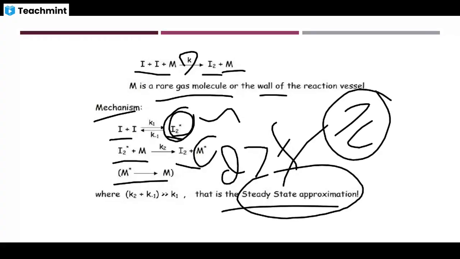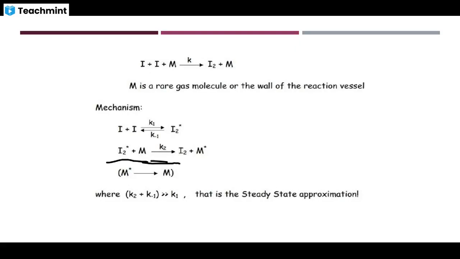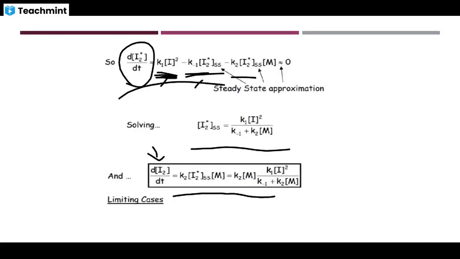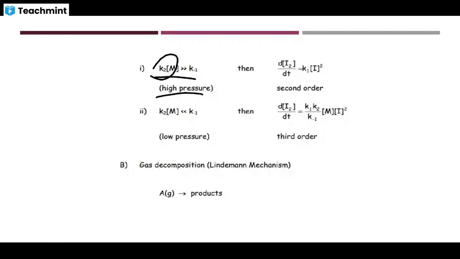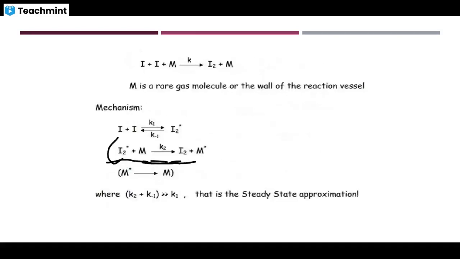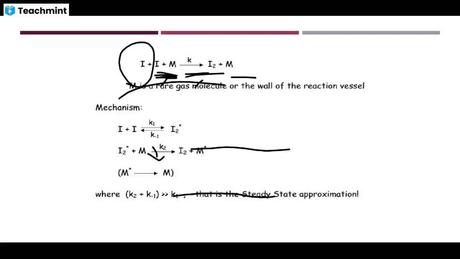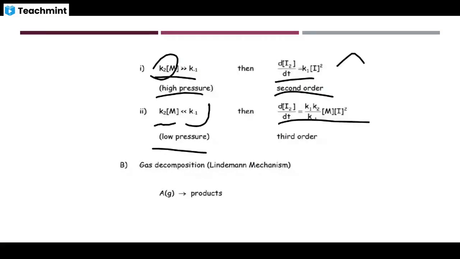What is K2 here? K2 is the I2 star combined with the wall. At high pressure, the intermediate I2 star collides with the inert gas M or the wall to form I2. So that is at high pressure, and it is second order with respect to I2. When the pressure is low, K minus 1 is very small, so K2 is high. What is K minus 1 here? K minus 1 is I2 star going back to the initial I2. Here, for this reaction, the rate may be different.